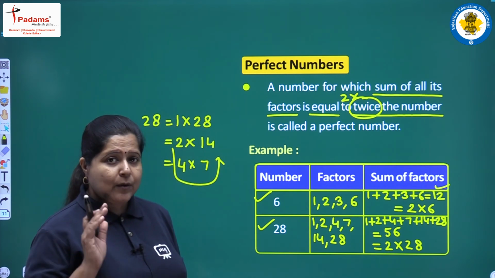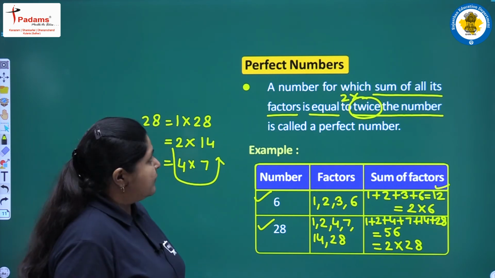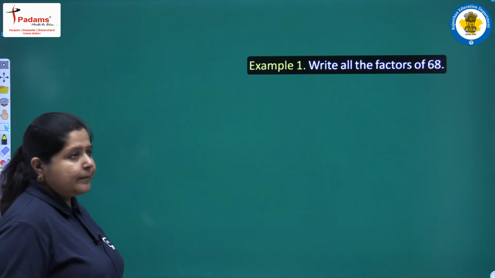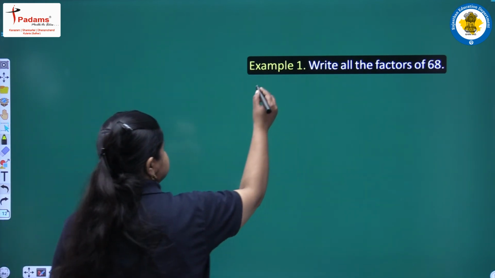So by this time I hope that you have understood what are factors and what are multiples. We now take some examples from your book. Write all the factors of 68.